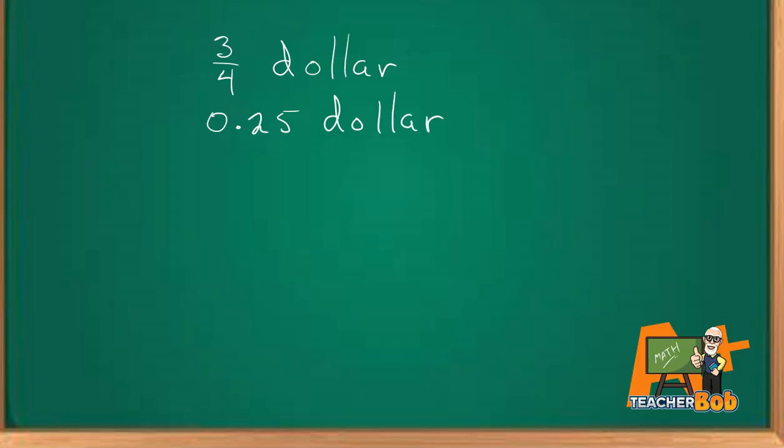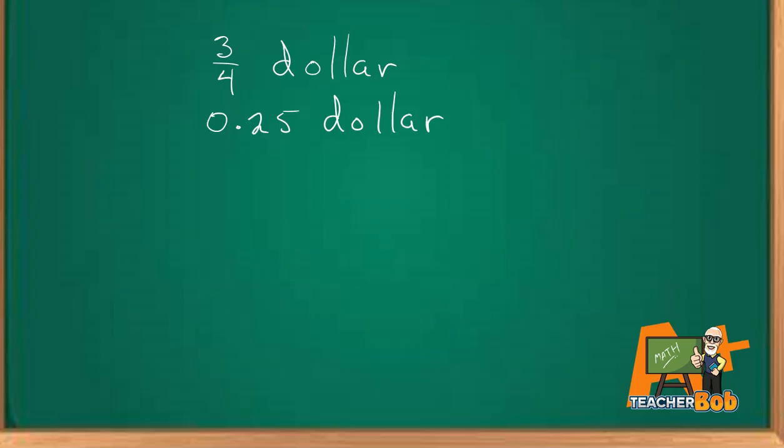We have a fraction and we have a decimal. So how much are you going to pay in total? Well, we can do this in a couple different ways. To solve this, we can add a fraction plus a fraction, or we can add a decimal plus a decimal.